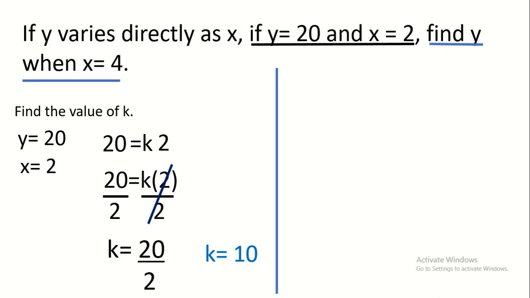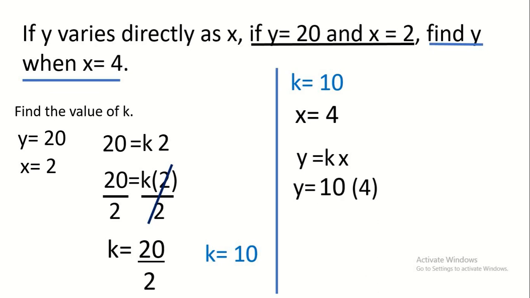Ano naman daw si y kung si x ay 4? Okay, sulat lang natin ang given natin. k is 10 and x is 4. So, gamit ang ating equation, y is equal to kx. Si y ay wala, si k is 10 and si x ay 4. So, madali lang siya makuha dahil imumultiply lang natin siya. So, y is equal to 40.